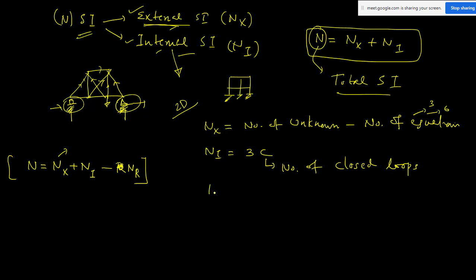And nr in this equation is your number of force releases. So that is your equation for total static indeterminacy: nx plus ni minus nr. So now I will explain.